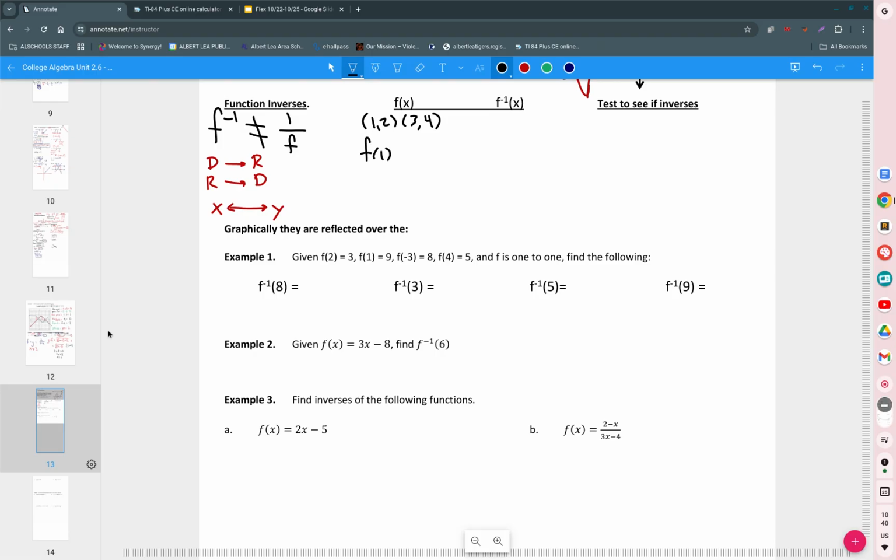What is f of 1? 2. That means if I have an x value of 1, my y value is 2. Everybody agreed? What is f of 2? 1. Do I have an x value of 2 anywhere? No. So I don't have an output for f of 2.